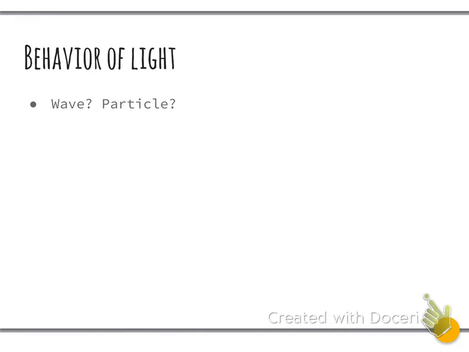Now, a large controversy in science, since scientists have become curious about what light is, is whether it acts as a particle or if it acts as a wave. And the answer is that it kind of acts as both. So it depends on the nature of the experiment that we're performing. So light will act as both a wave and a particle.